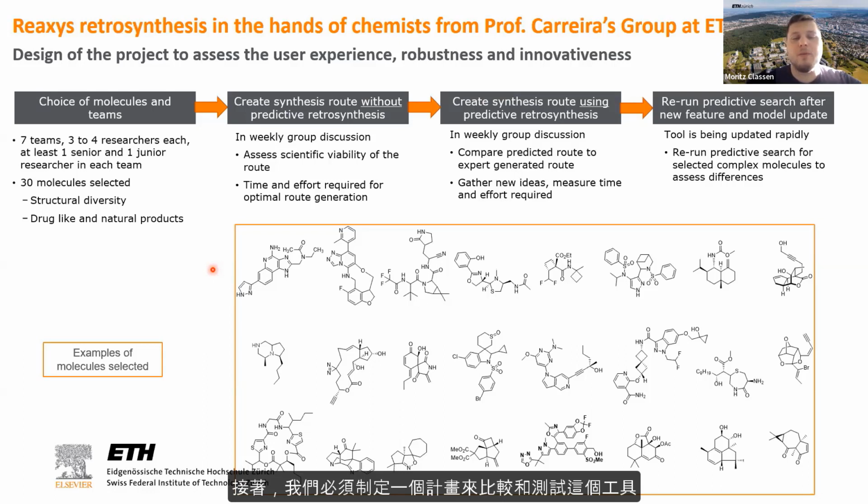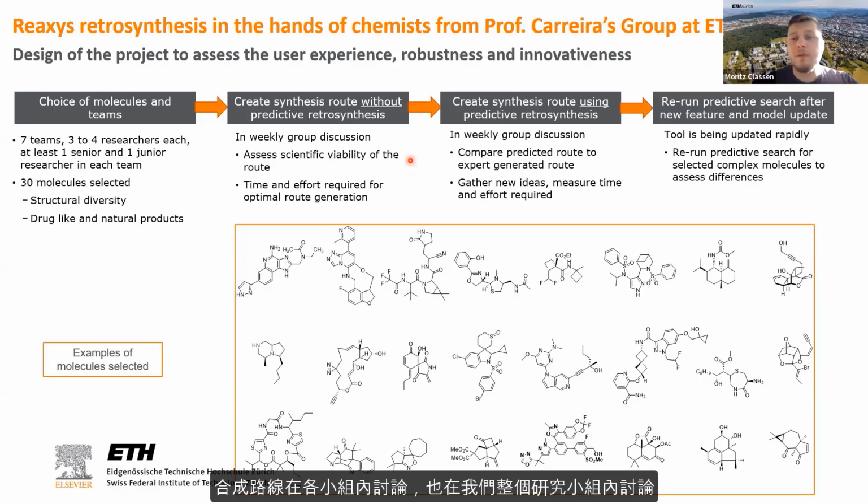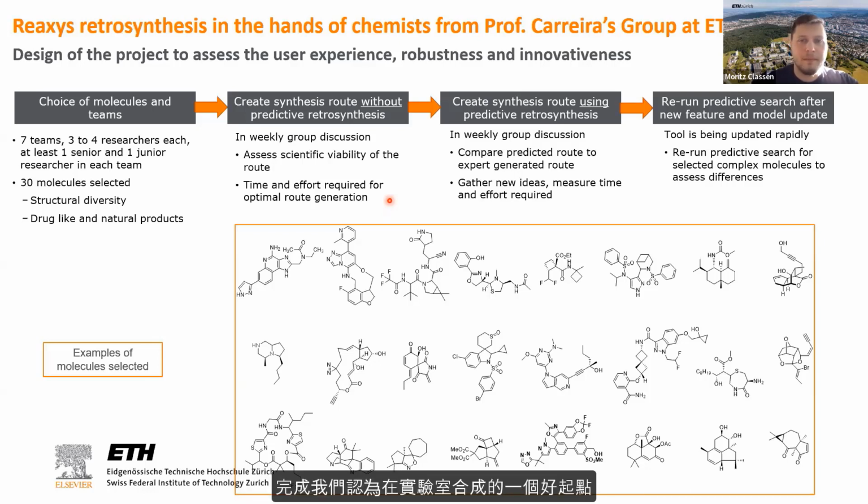We then had to devise a plan to test the tool. So first, we started creating a synthesis route for each of the molecules without using predictive retrosynthesis. This was to have a benchmark to test the program against later on. These routes were discussed within the groups, but also within our whole research group. Generally, it was also documented how much time and effort was required to arrive at a route that we thought could be a good starting point for the lab synthesis.